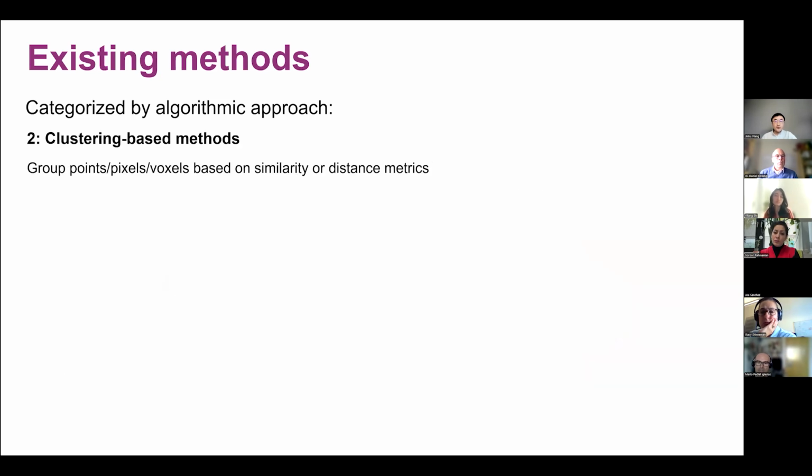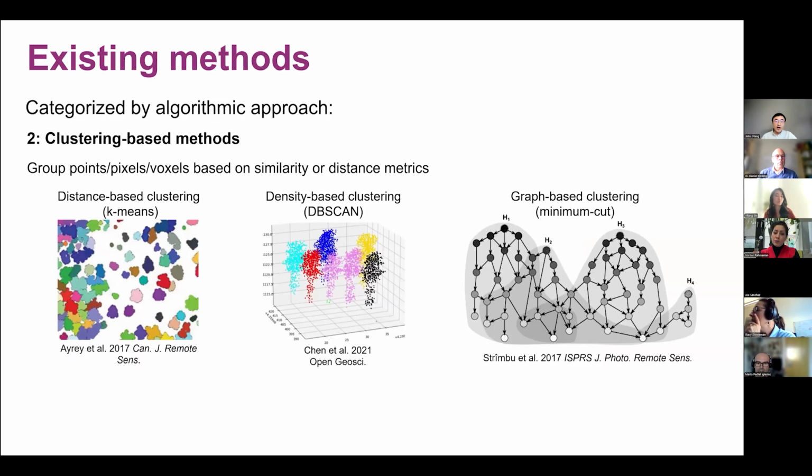A second category is clustering-based methods. Instead of defining explicit rules about tree shapes, those methods group points or voxels based on similarity or distance-based metrics. The goal is to have each resulting cluster represent an individual tree, such as k-means or DBSCAN-based methods, which group points based on Euclidean distance and point densities.